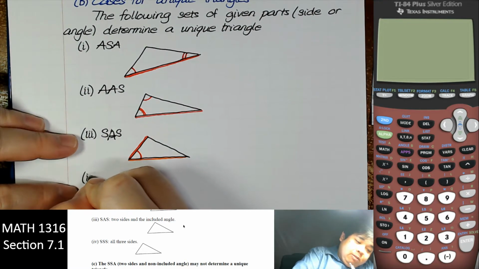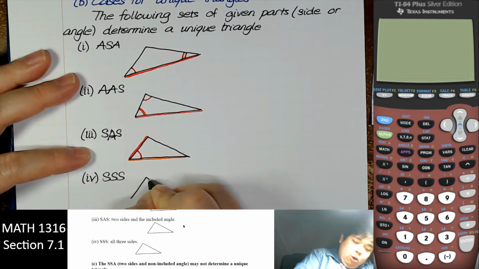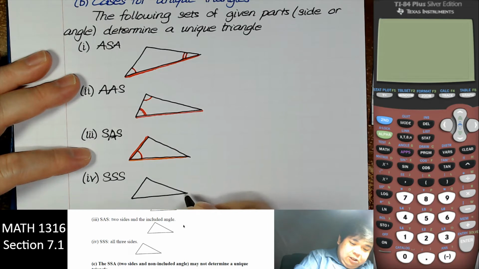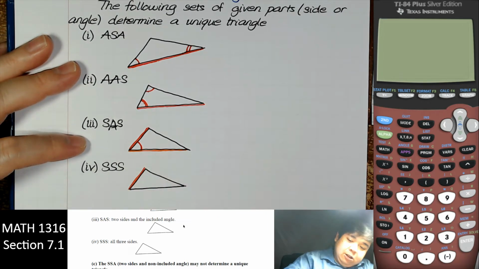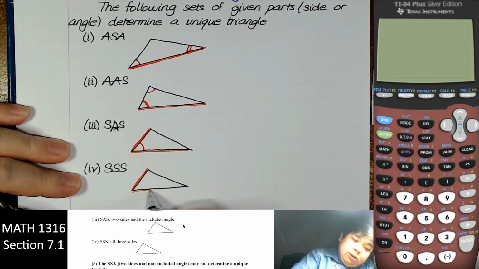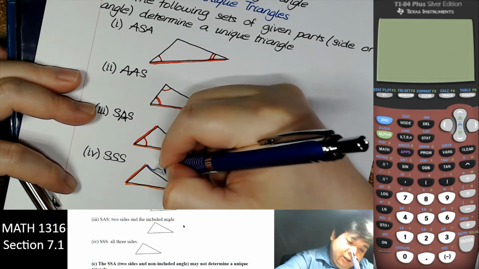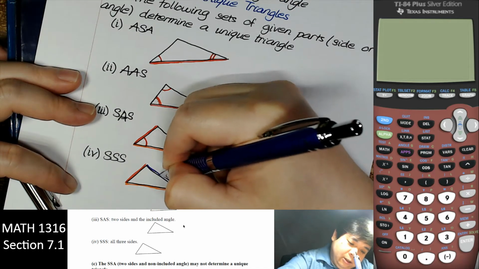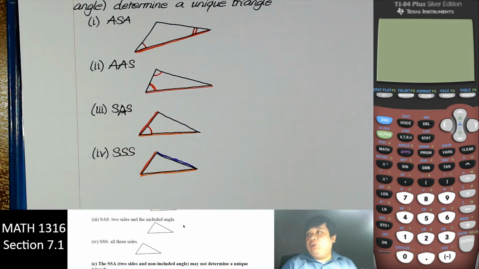And then side, side, side. Obviously, we know all three sides. So 1, 2, and then 3. When we know all three sides, we have a unique solution.